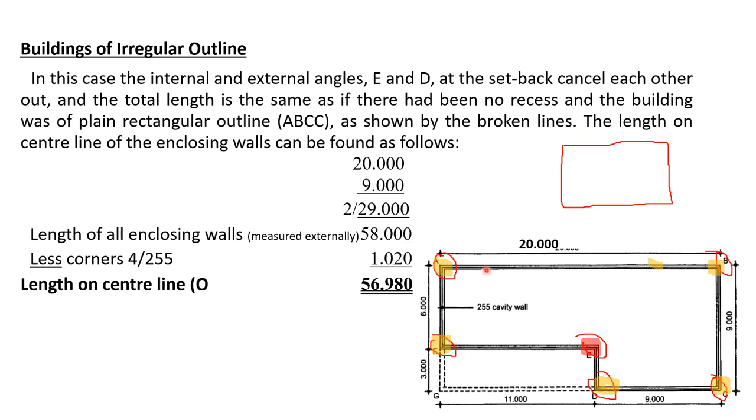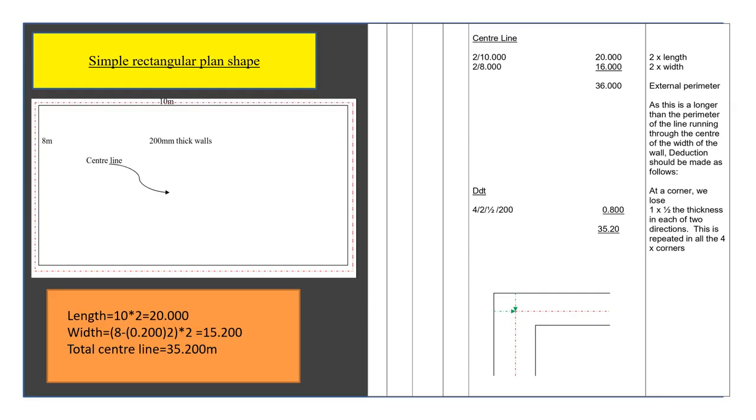So for the total center line, we shall take the total perimeter of the outside. Note that the length shall remain to be 20 here, and 20 it is here plus here. You see, so it's 20 times 2. Then the width is 9 made of this one and 9 made of this full one. So it is 29 multiplied by 2, 58. Then we deduct, because it's the external perimeter, number of corners times the thickness. We get 56.98.